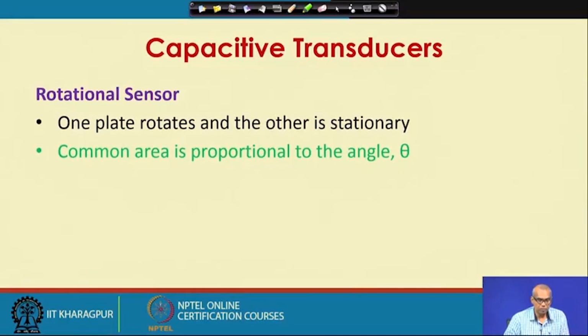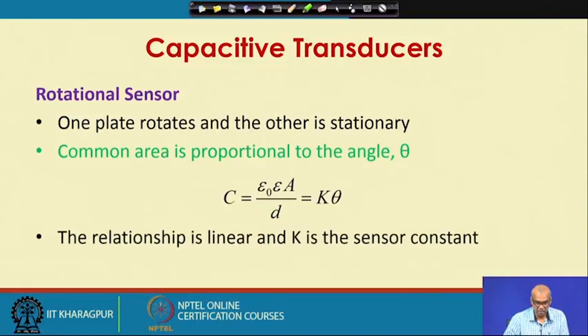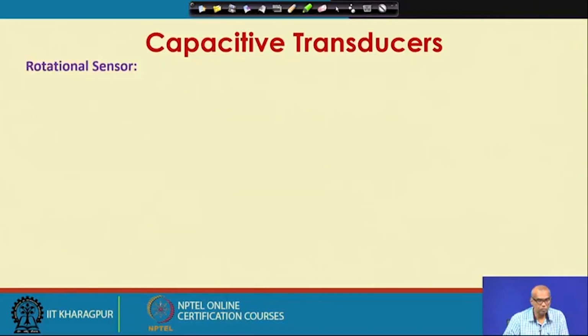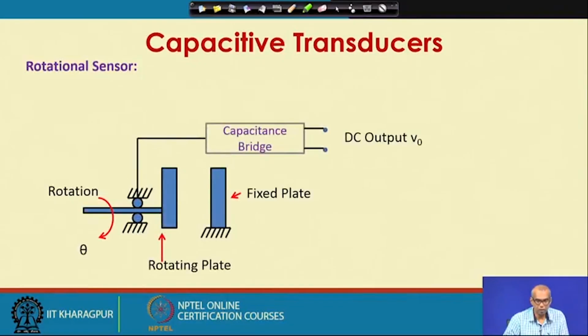Rotational sensor: one plate rotates and the other is stationary. Common area is proportional to the angle theta. So, capacitance is proportional to angle theta. The relationship is linear and K is the sensor constant, and K is the combination of these other parameters. So, this is the schematic of the rotational sensor.